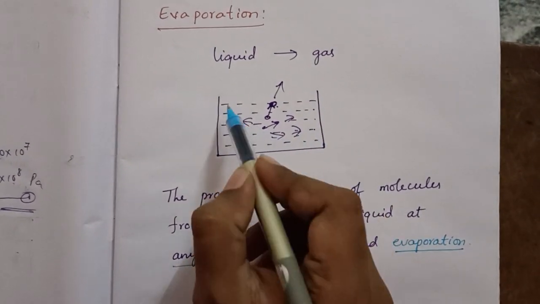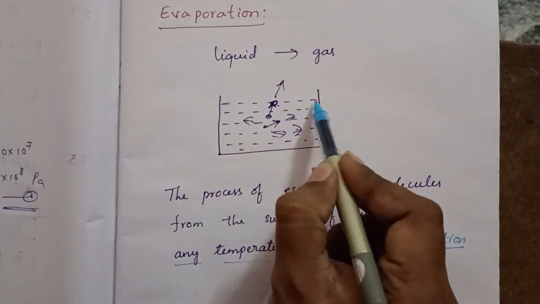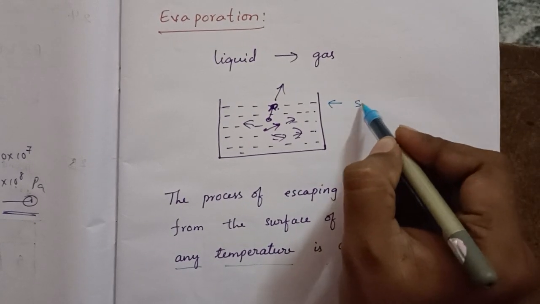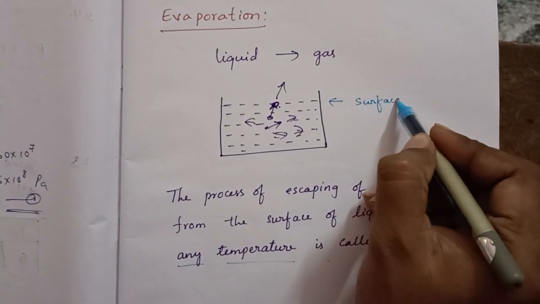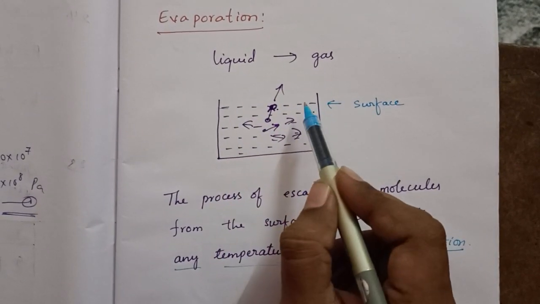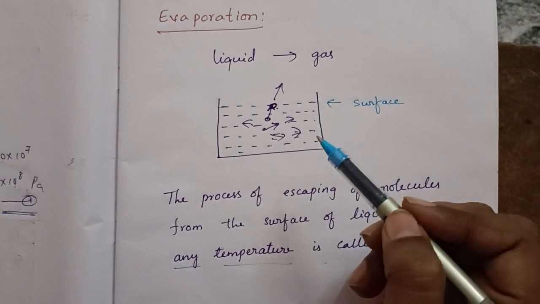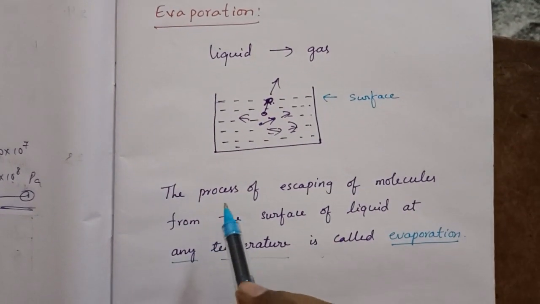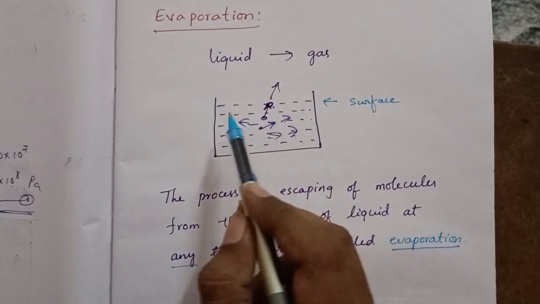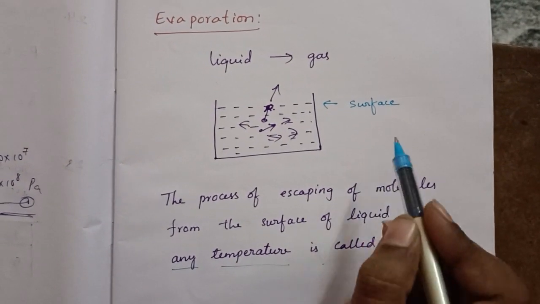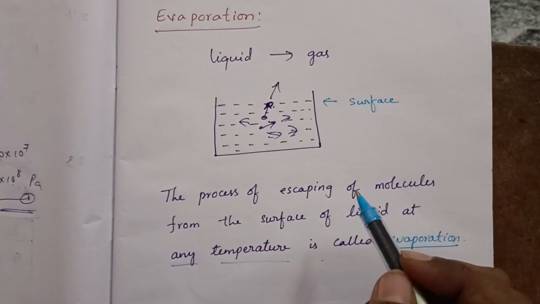Here it takes place near the surface of the liquid. That's why we can say it is a surface phenomenon. Near the surface, water molecules or any liquid molecules get evaporated. That's why we can say evaporation is a surface phenomenon.